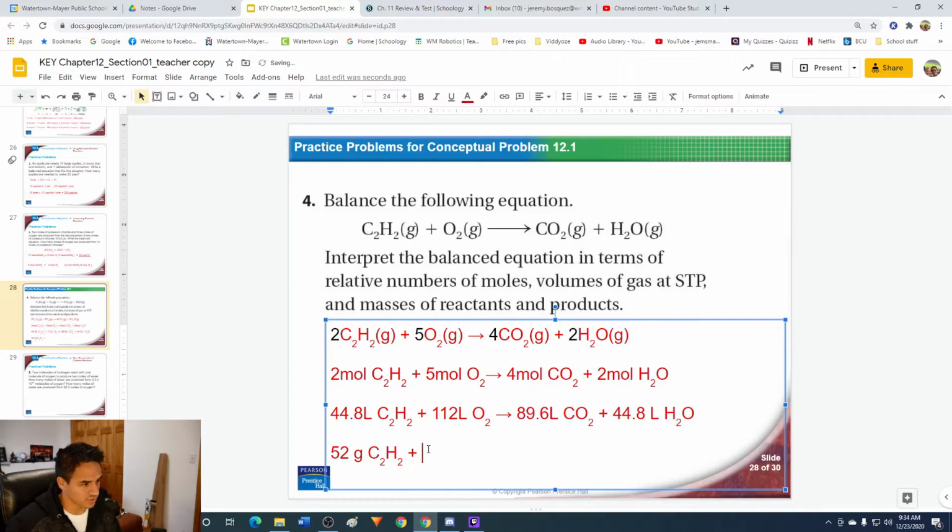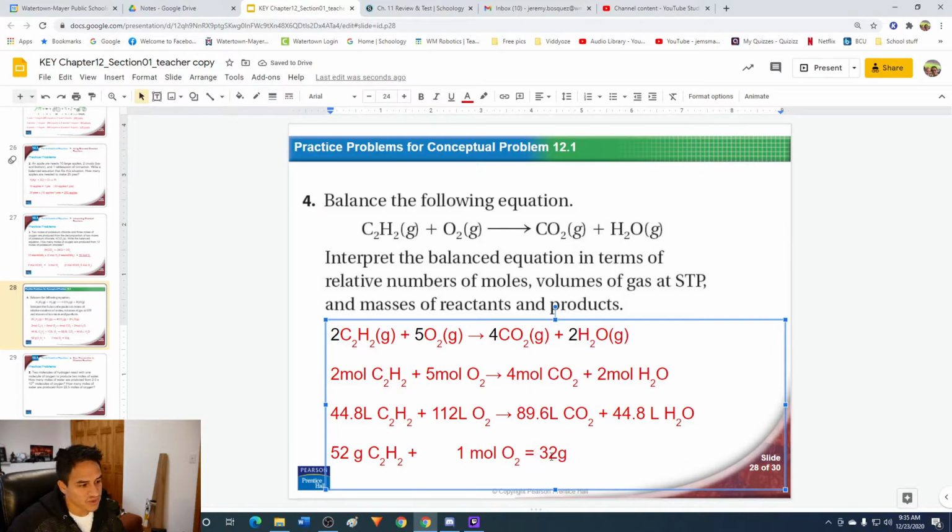All right, O2. Oxygen has a molar mass of 16 grams. There are 2 of them here, so we're going to times that by 2, which means for O2, we have a molar mass of 32 grams. And we have 5 moles of O2. So again, 1 mole of O2 is equal to 32 grams.